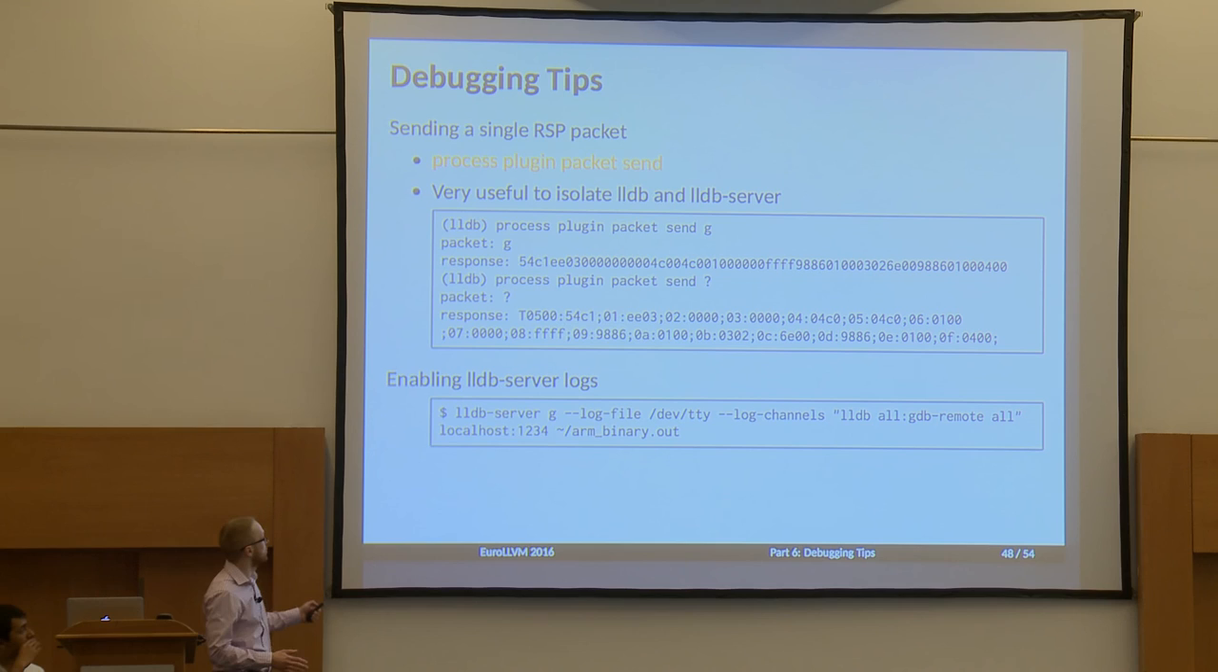So you start LLDB server in GDB mode. You specify your log file, in this case just standard output. And you specify your channels, in this case gdb-remote and all. Maybe you want to narrow it down to packets or something else. Localhost, because this is running on localhost, and you specify the port you're going to use for connecting with LLDB. You then have to use the same port on the LLDB side and just specify the binary. This is something, again, that we use frequently.